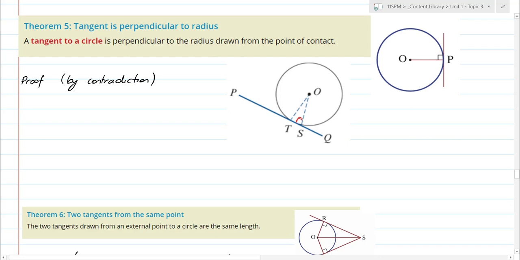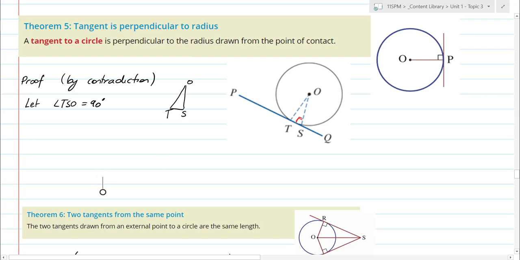So I'm going to call that point S. And I'm making the statement, let angle TSO equal 90 degrees. So there's a right angle there somewhere, but it's not at the point where the tangent touches the radius. If I make that statement, then I'm forming this triangle. Looks like this. That's T, that's S, and that's O.